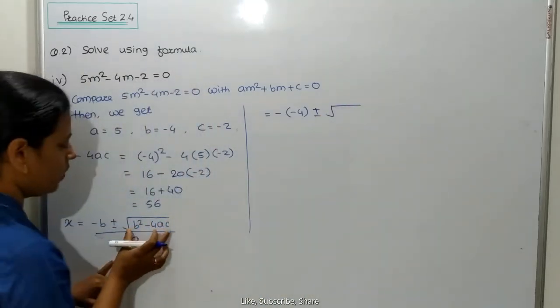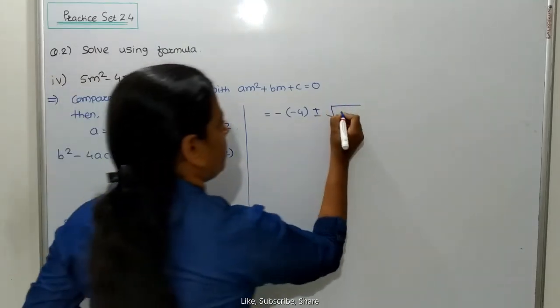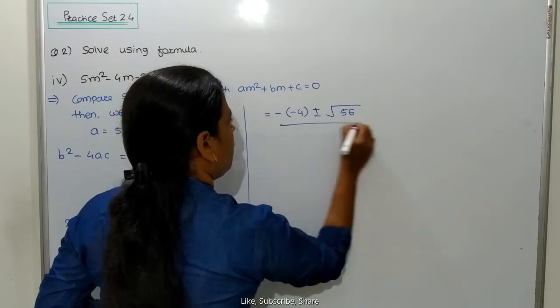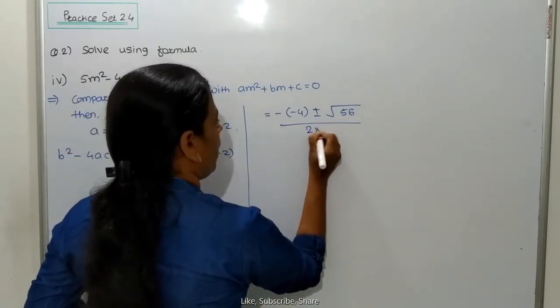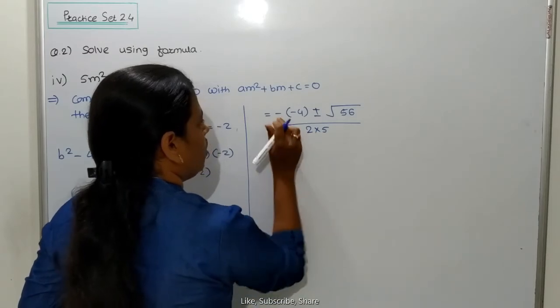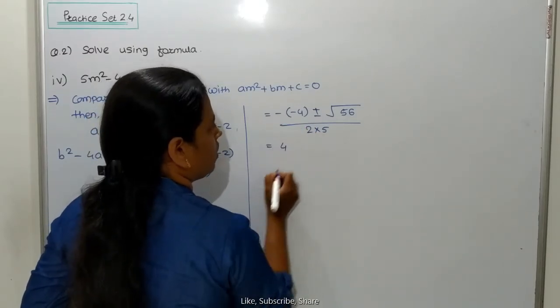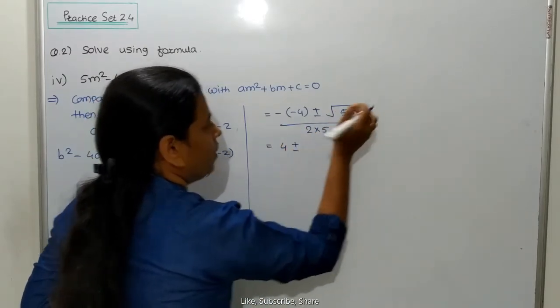What is the value of this one? This term is 56. Upon what we have to write? 2a. A value is 5. Now next, minus plus 4 plus minus 56.